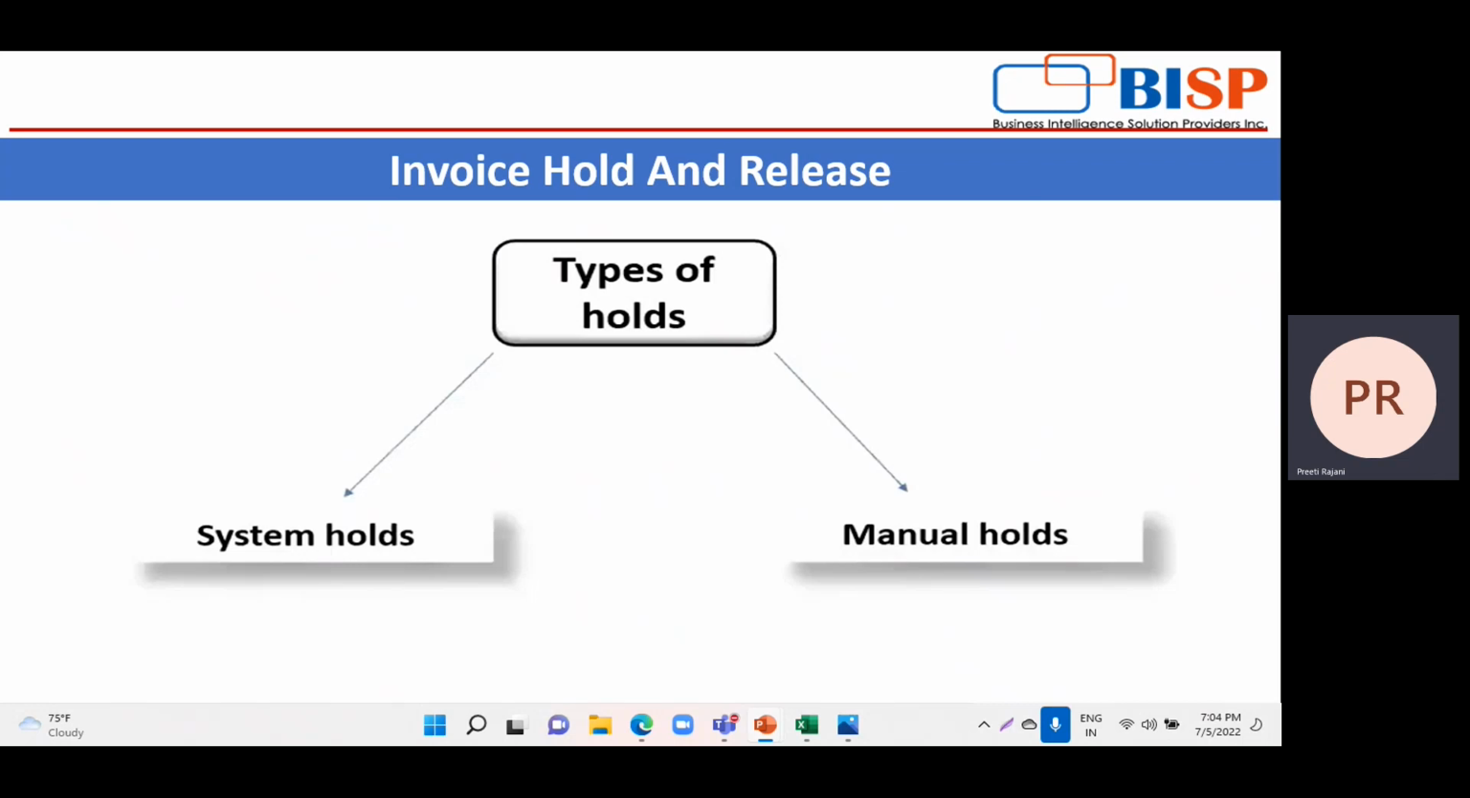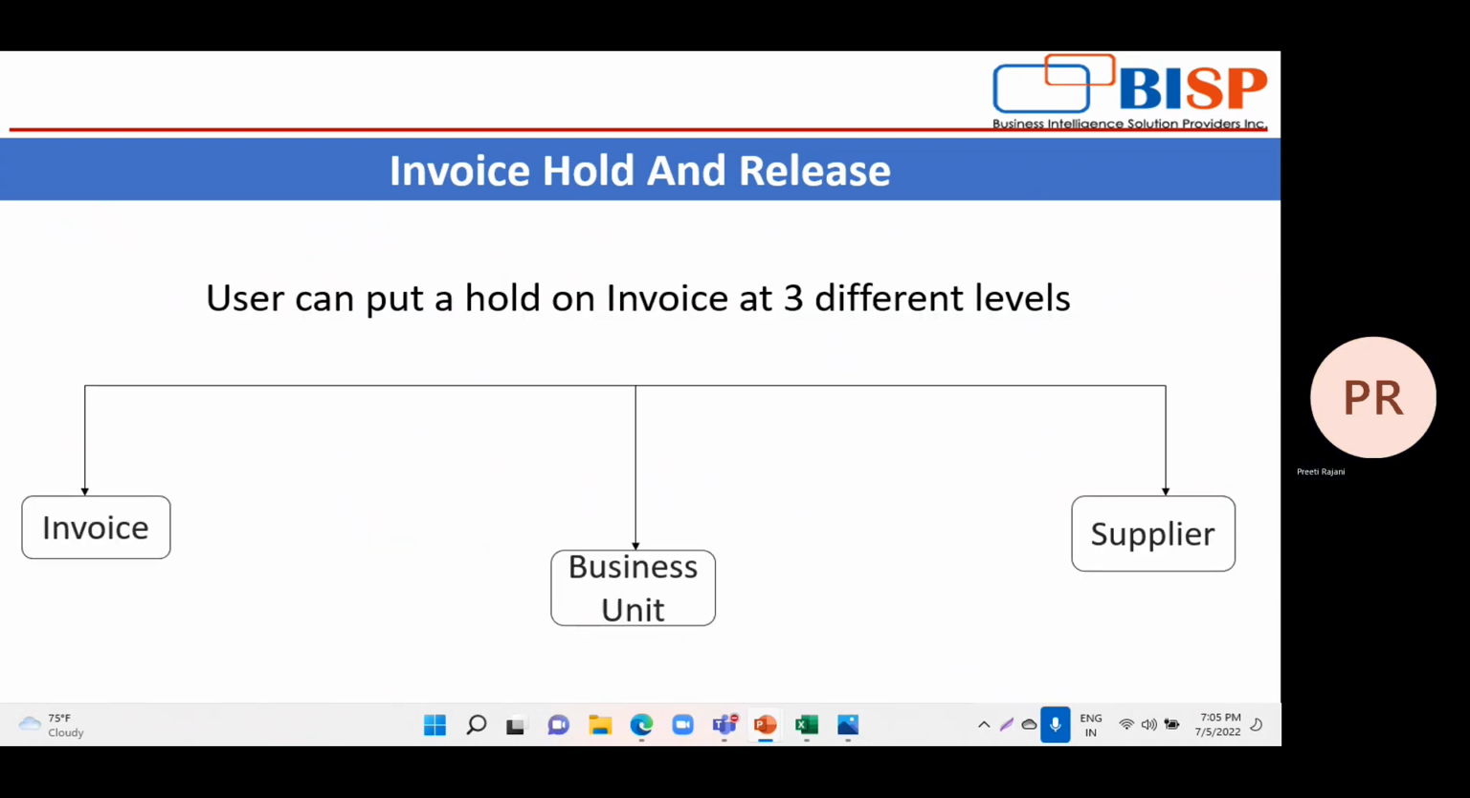So what is a system hold? A hold is put by the system due to some error or mistake made at the time of invoice creation. Whereas a manual hold is where a user manually puts the hold on an invoice. Like if you don't have sufficient funds, then you can put a hold on that particular invoice. That will not allow you to make payment until you put a release on that hold. A user can put a hold on an invoice at three different levels. First is invoice level, second is business unit level, third is supplier level.